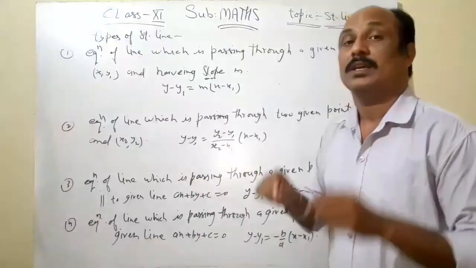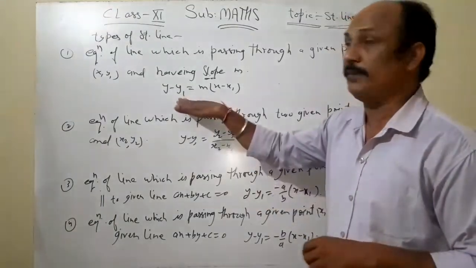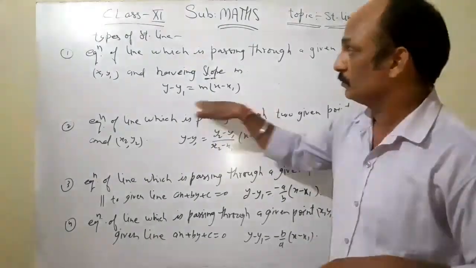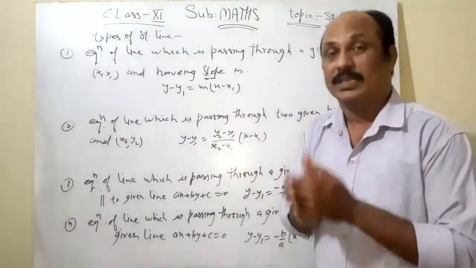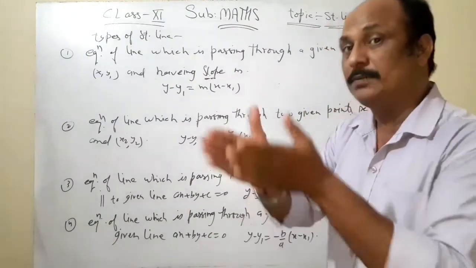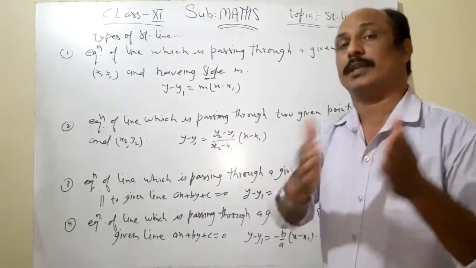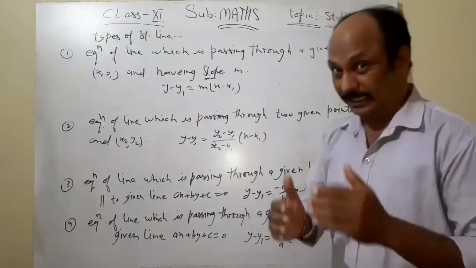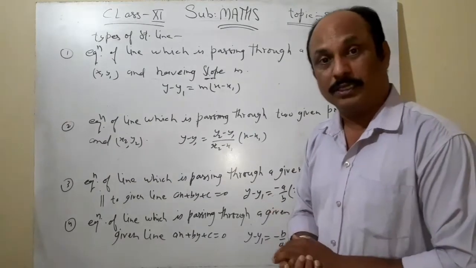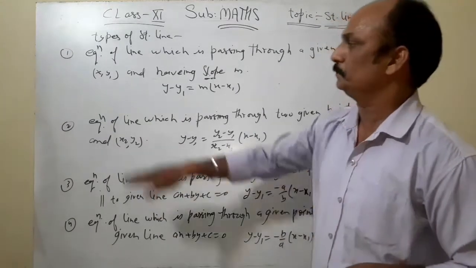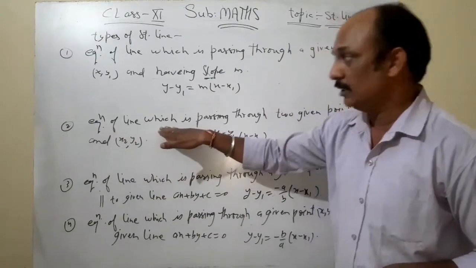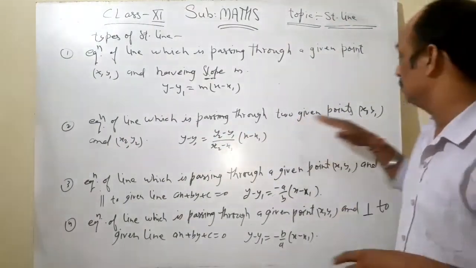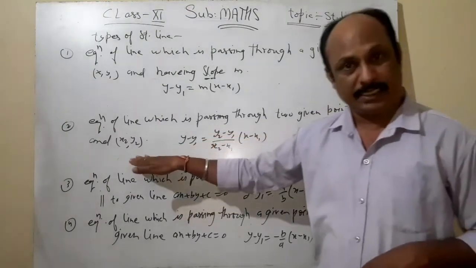Is that clear beta? After putting the values of x1 y1 and m, we will solve this equation like ax plus by is equal to c or ax plus by plus c is equal to 0. Okay? Next condition for equation of straight line is equation of straight line which is passing through two given points x1 y1 and x2 y2.